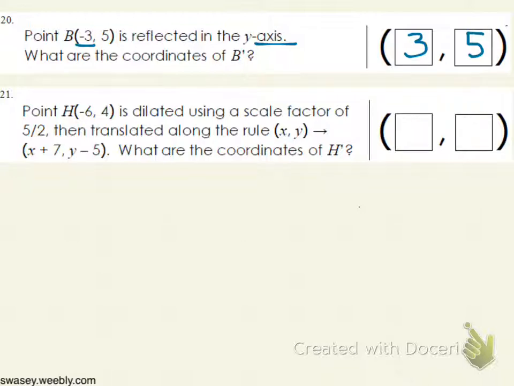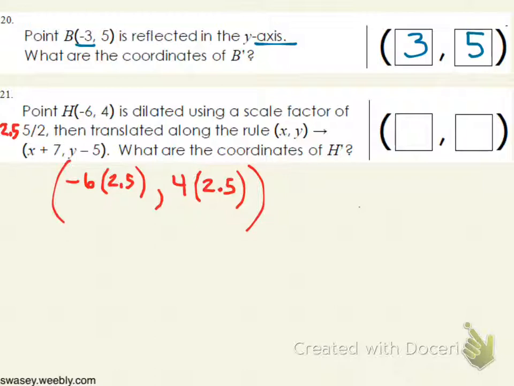Five halves is the same as 2.5. For a dilation, we just multiply each coordinate by that value. So we'll take the negative 6 and multiply it by 2.5, and then we'll take the 4 and multiply that by 2.5. So this is for the dilation part. Negative 6 times 2.5 is negative 15, and then 4 times 2.5 is 10.